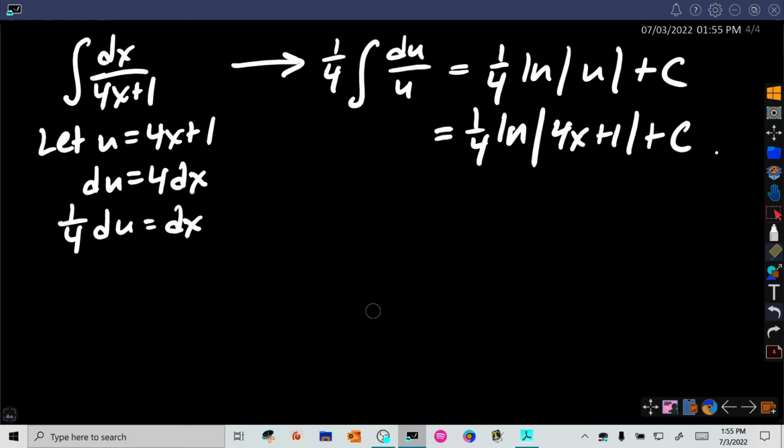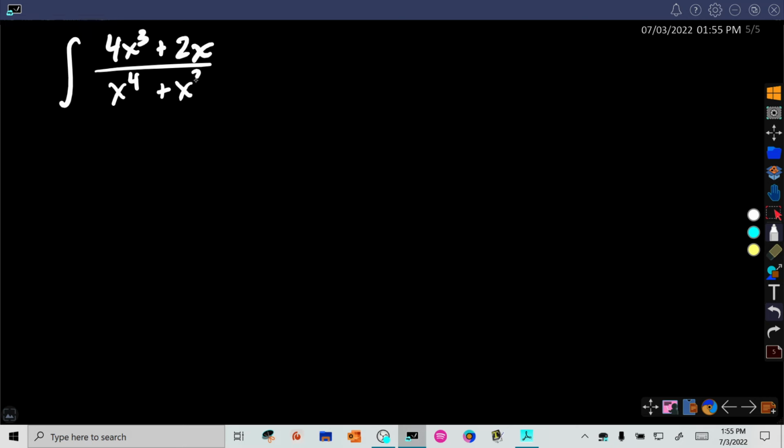Okay, let's see, do I got some more? Of course, why wouldn't I have more? I always have more. Let's do this one. Integral, whoops, I'm on my eraser. There we go.